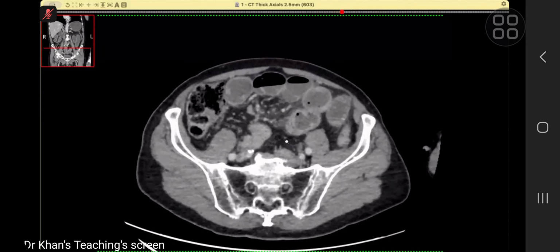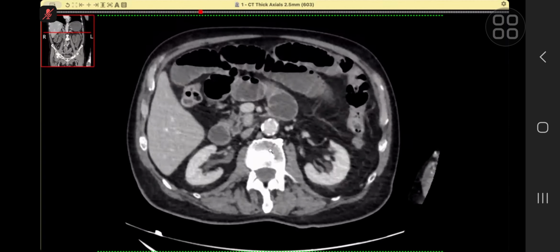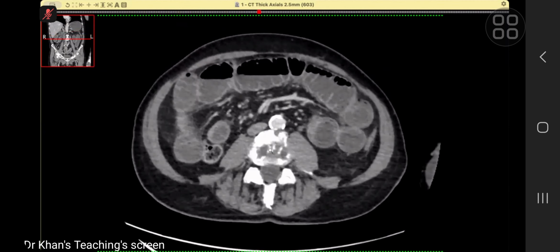Okay, if you see up here, there is a lesion sitting here. And if you go here, there is a lesion sitting here. I didn't see the upper lesion. This is the aorta. This is the esophagus, aorta. Yeah, I see it. Yes. Yeah, I saw it.